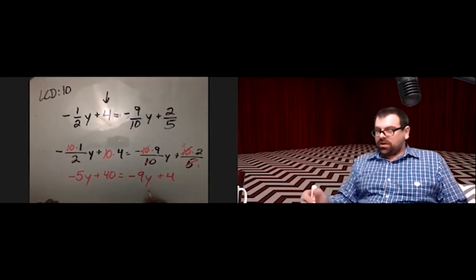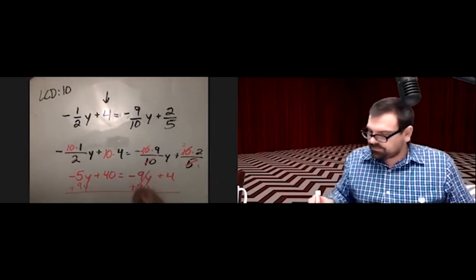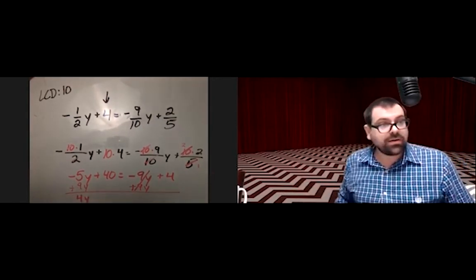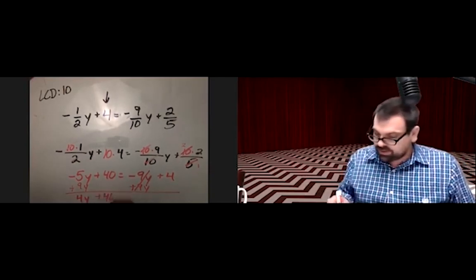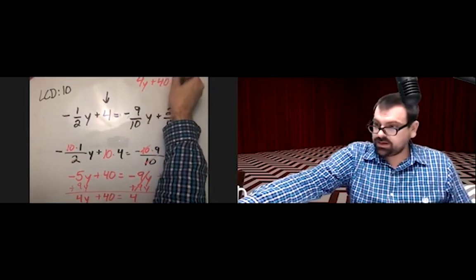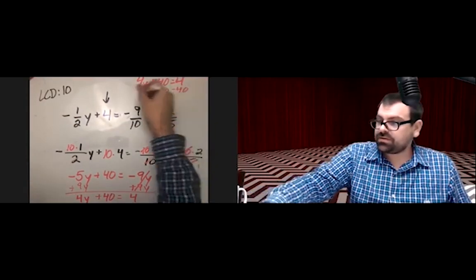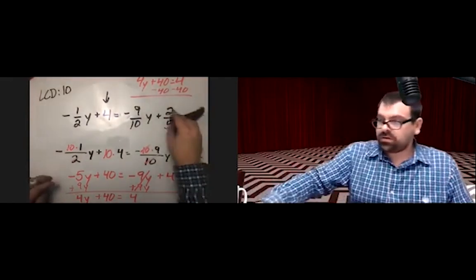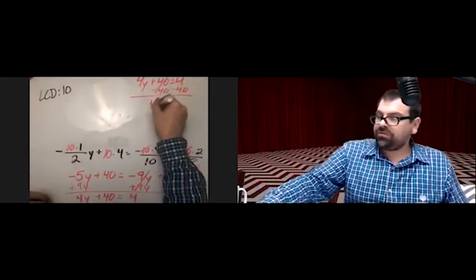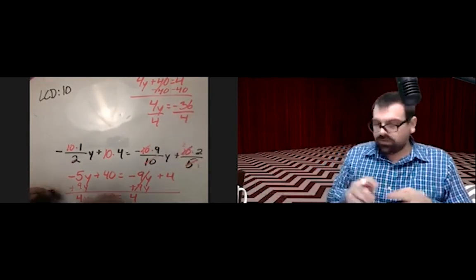We can solve. I'm going to add 9y to both sides. Negative 5y plus 9y is positive 4y. Plus 40 equals 4. From 4y plus 40 equals 4, subtract 40 from both sides. We get 4y equals negative 36. Divide both sides by 4.